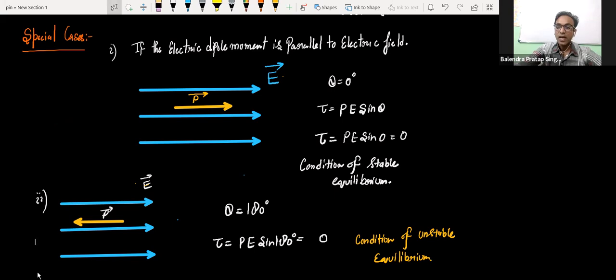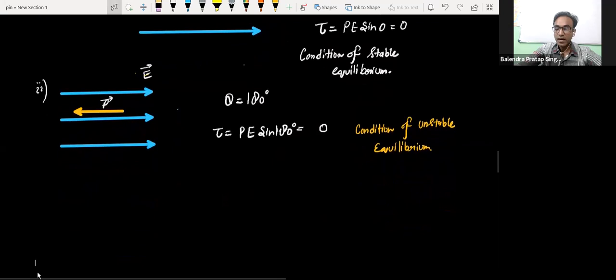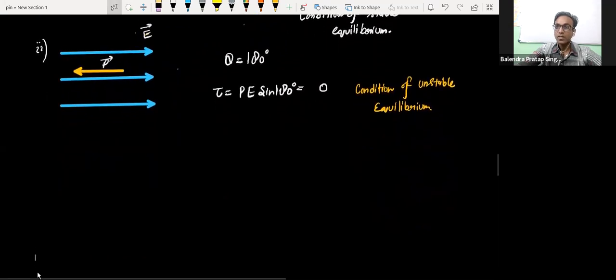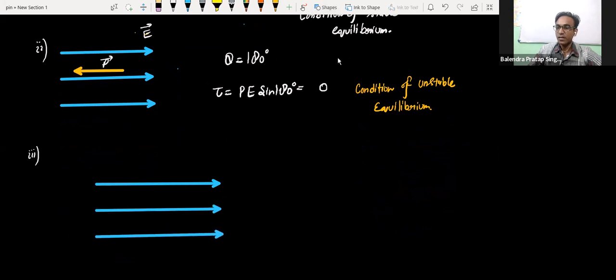So these two cases are the ones in which the dipole is along the electric field and opposite to the electric field. And the third case is the one in which the dipole is perpendicular to the electric field. Let me draw this uniform electric field again. It looks like a uniform electric field.